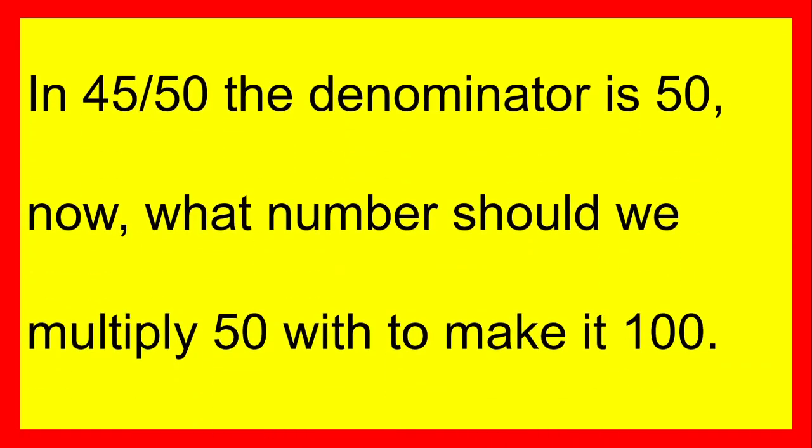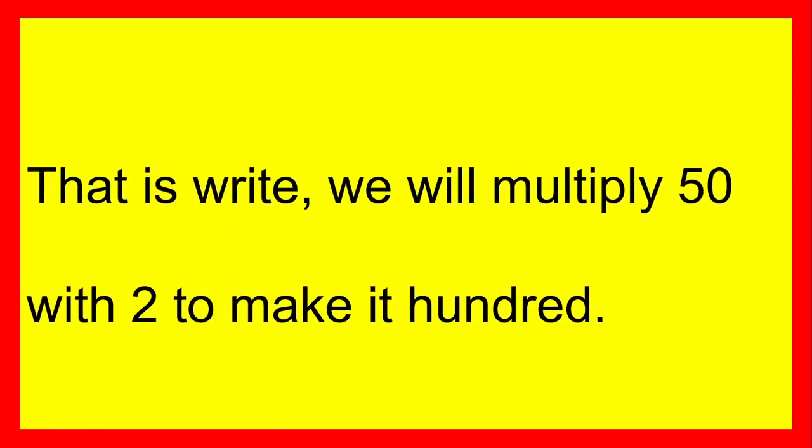In this fraction, which is 45 divided by 50, the denominator is 50. Can you tell what number should we multiply 50 with to make it 100? We want to make 50 into 100. So what number should we multiply with 50? That's right. We will multiply 50 with 2 to make it 100. We will double 50.